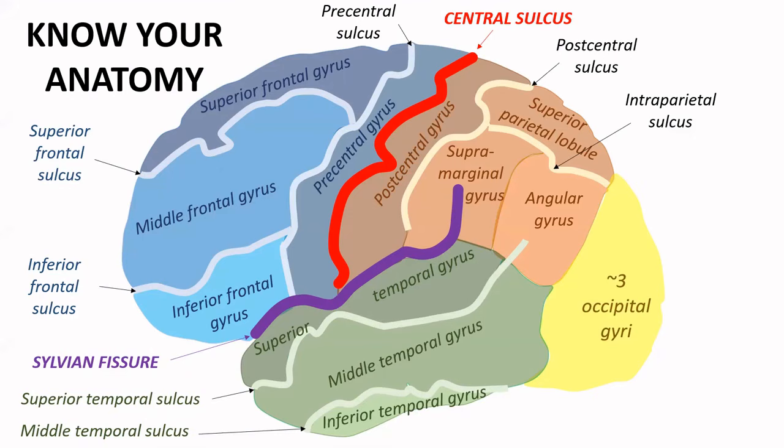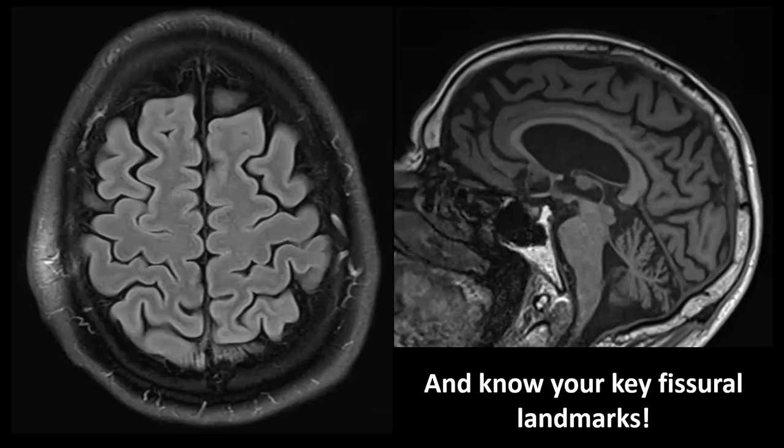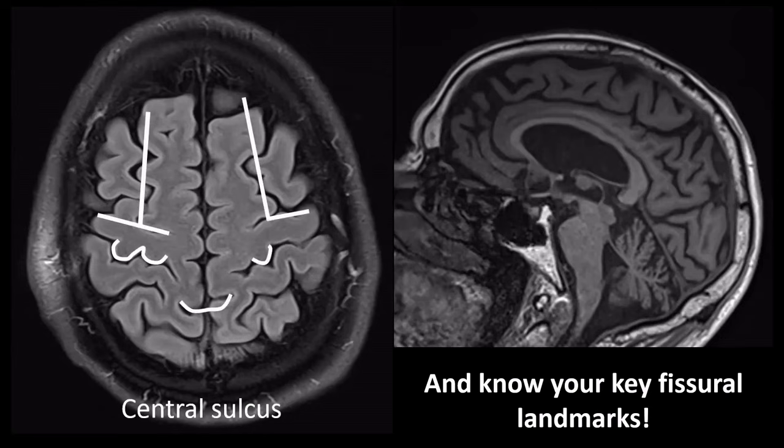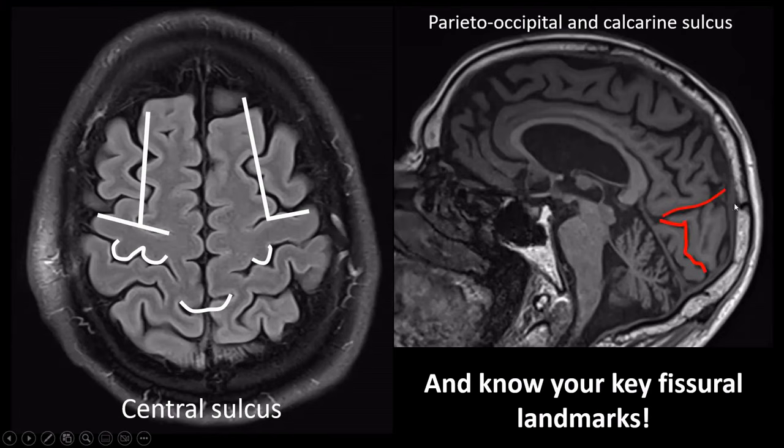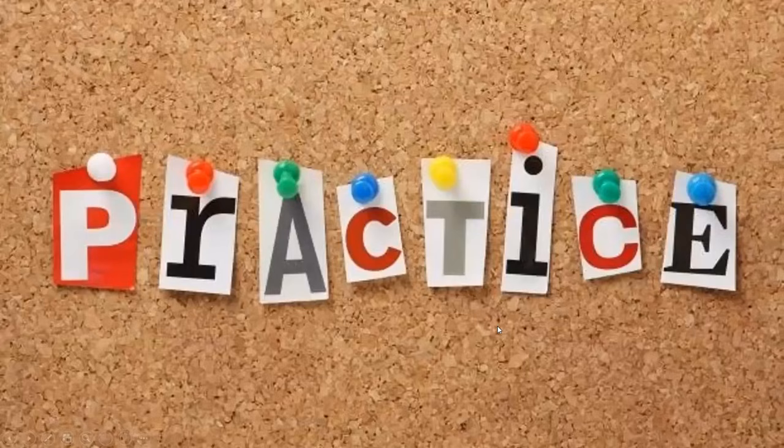This is just a scheme, so it's impossible to translate that drawing to anatomical images. But if you know your anatomy, and you just know a couple of very important and easily recognizable landmarks, and you are able to identify those, you can figure out all the rest on your own. So be able to recognize the central sulcus, and you can basically discover every sulcus and gyrus in the axial plane, and also know your parieto-occipital and calcarine sulcus and your cingulate sulcus self-evidently.